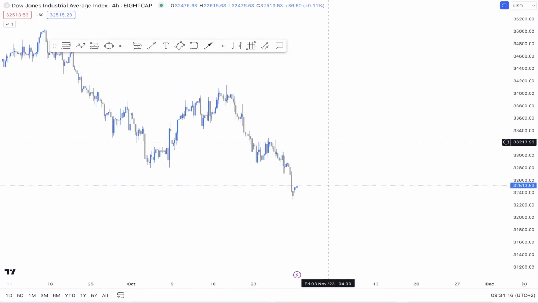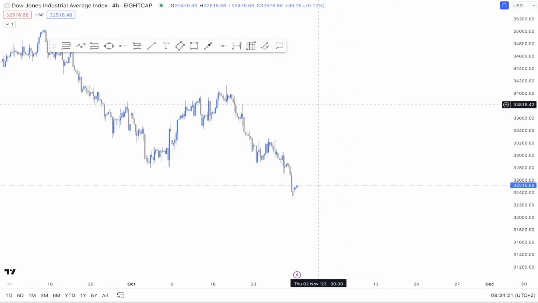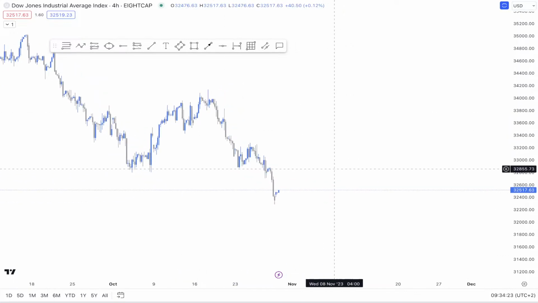And now I will go over today's indices analysis, starting off with US30. So on US30, we can see that we are heavily trending towards the downside.